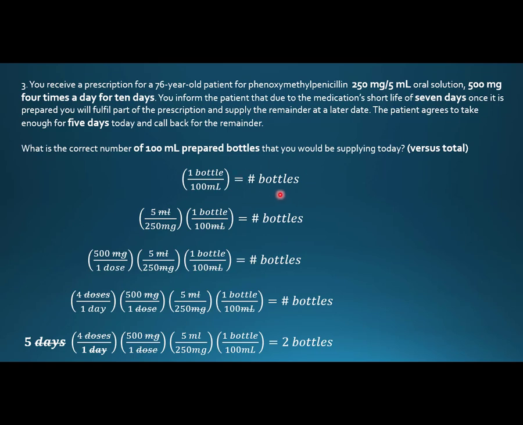Well, if I have bottles, then I know I have to have some kind of conversion that gets me bottles over here, and there's only one conversion. 100 mLs is one bottle, so I'd put that there. And so now I have the bottles, but I have mLs, and I need to get rid of those. I only see 250 milligrams per 5 mLs, and I can put this upside down. 5 mLs over 250 is the same as 250 over 5. So I put 5 mLs over 250 milligrams to get rid of mLs.